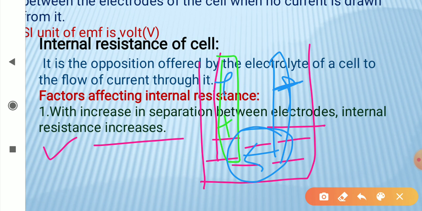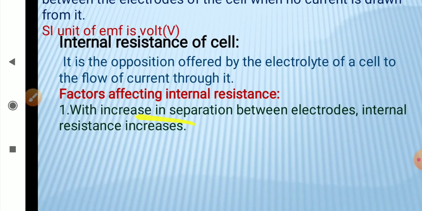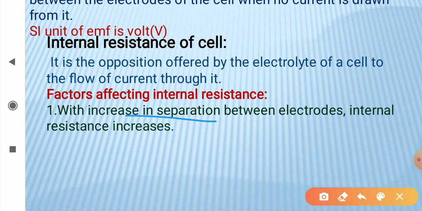So current flows from one electrode to another within the electrolyte also. So if the separation is more, current has to travel longer distance, charges have to travel longer distances. A longer distance means resistance will increase, right? So this point is very easy to understand, that with increase in separation between electrodes, internal resistance increases. Now the next one.